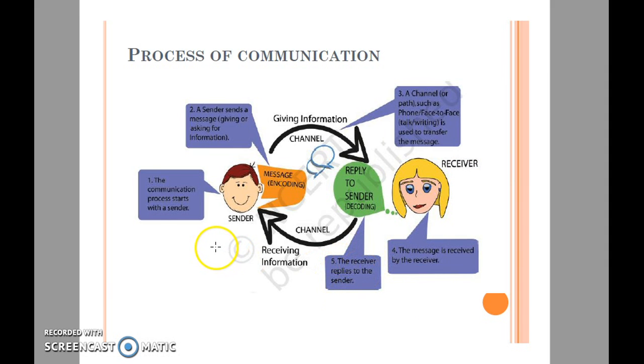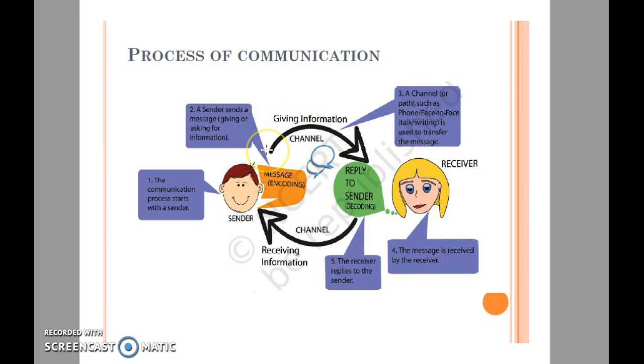Okay, so in this process, the first one is the sender. Who is the sender? He actually starts the communication process. The primary source of originating information or idea is the sender. Then the sender sends a message to the receiver. Okay, so what is the message? The message is nothing but the actual content of the information. Whatever the information he or she wants to share with the receiver, that is nothing but the message.